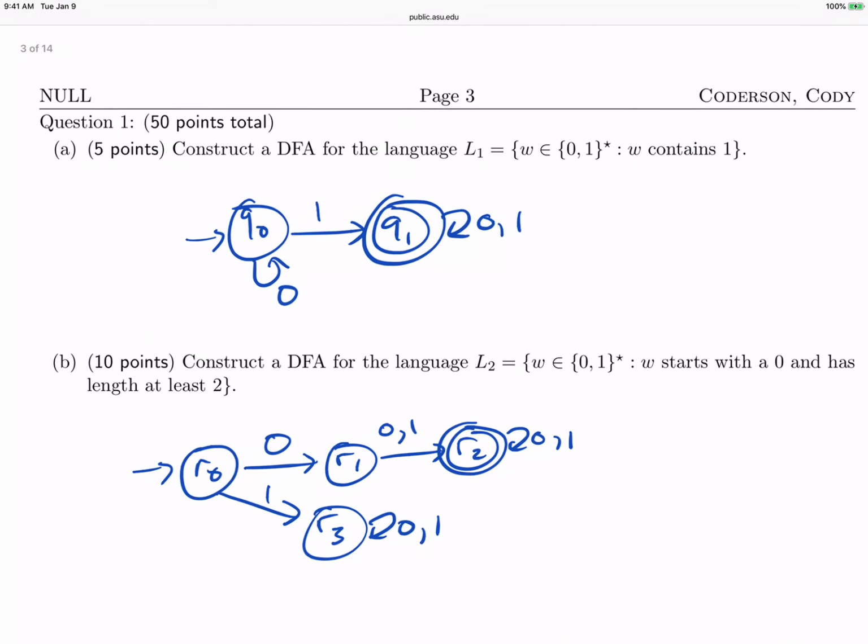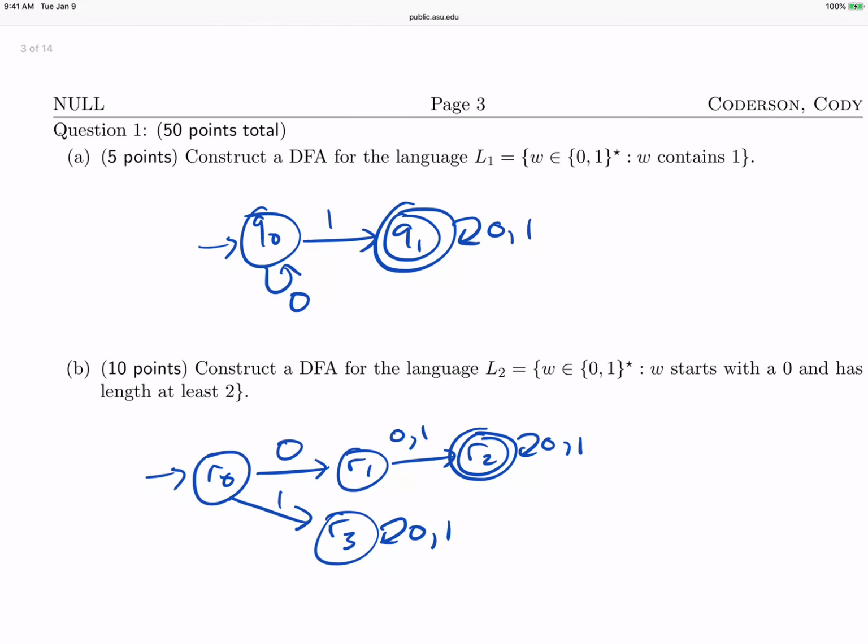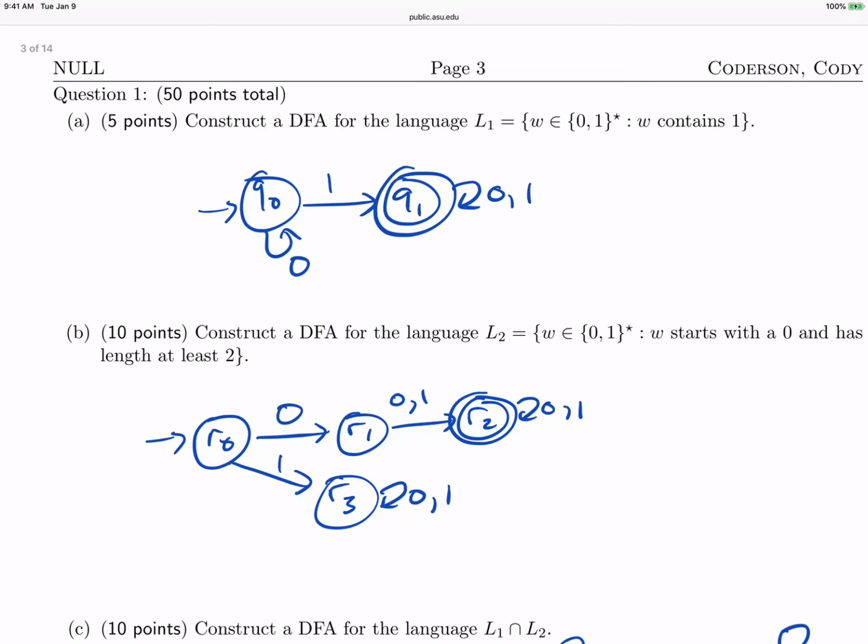Okay, so let's go through the test. Question 1A, all the strings that contain 1. This was relatively straightforward. Most people got this one. If there are any questions, just stop me in the middle. This one is pretty easy. If you see a 1, no matter what happens afterward, you accept.